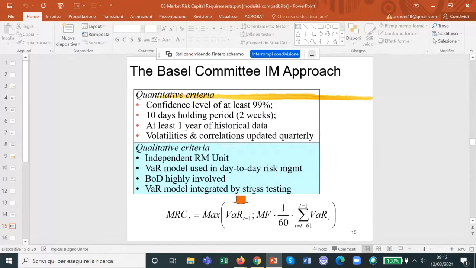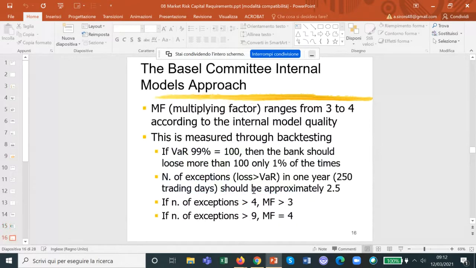And the way it works is the following. The way the Basel Committee back tests, or if you want, evaluates whether your model is a good one or a bad one, it requires every bank to back test its model based on the last 250 trading days, i.e. based on the last year of data, and looking at the number of exceptions.